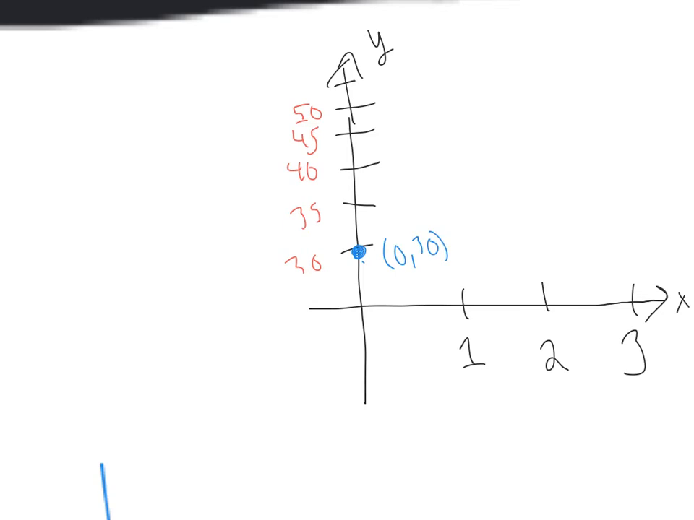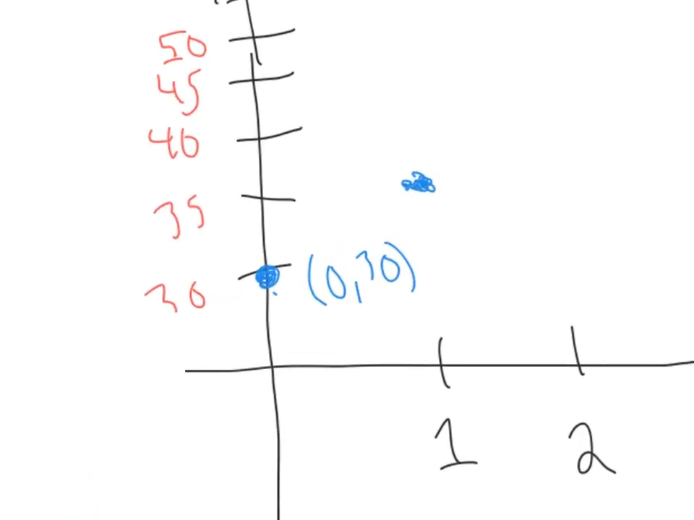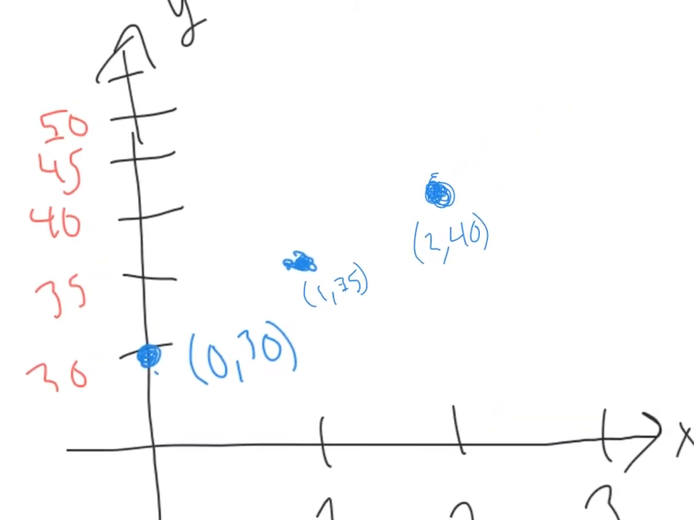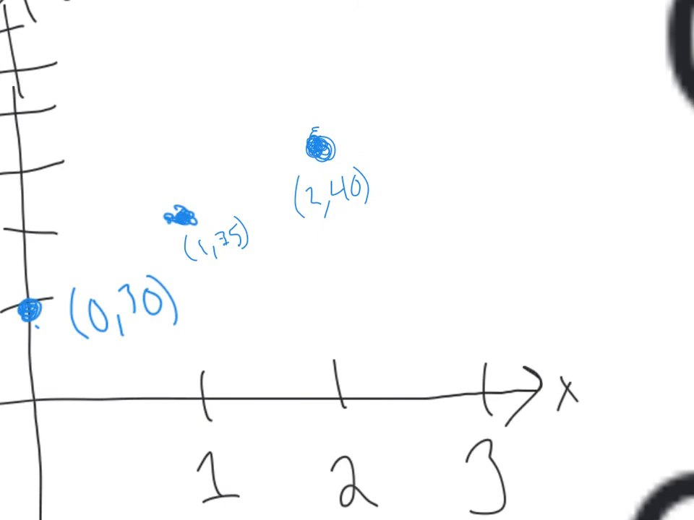Okay, and the second point they have is 1, 35. And then the next point they have is 2, 40. So you can see that this is increasing by $5 every month, it looks like. So this is 2, 40. And that last point is 3, 45, which looks right about there.